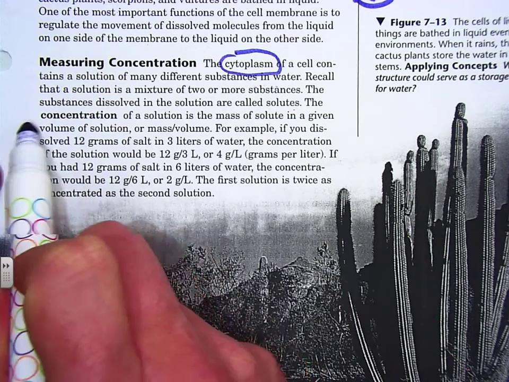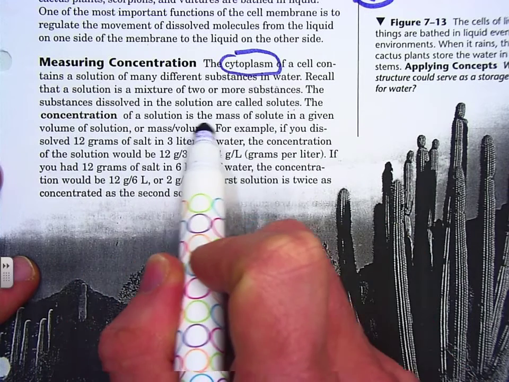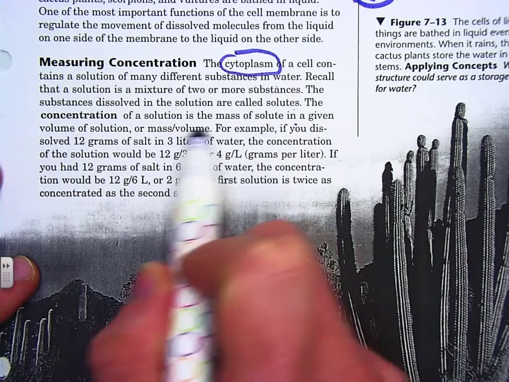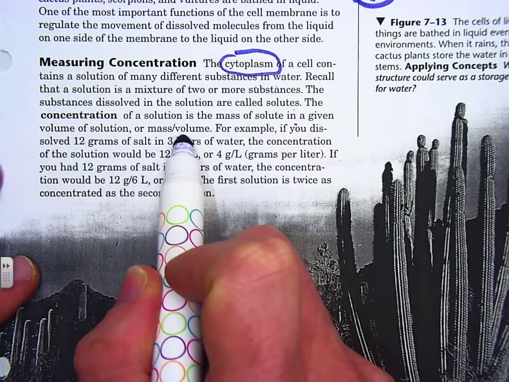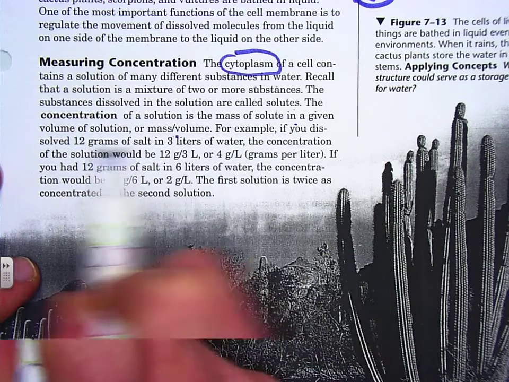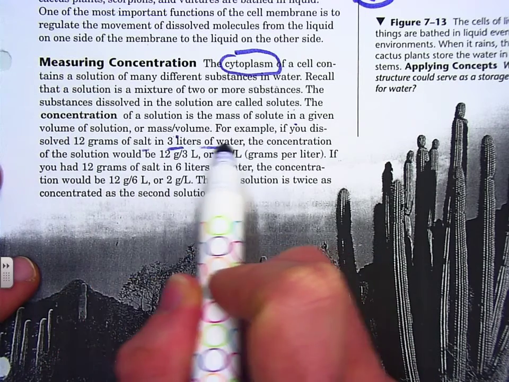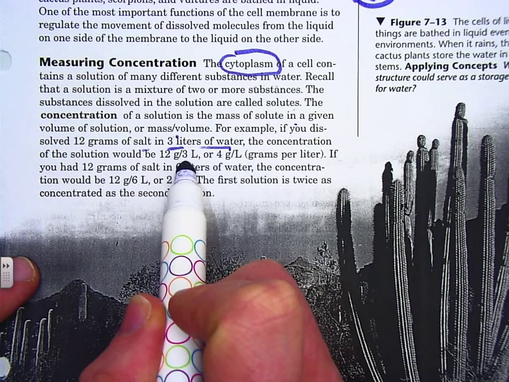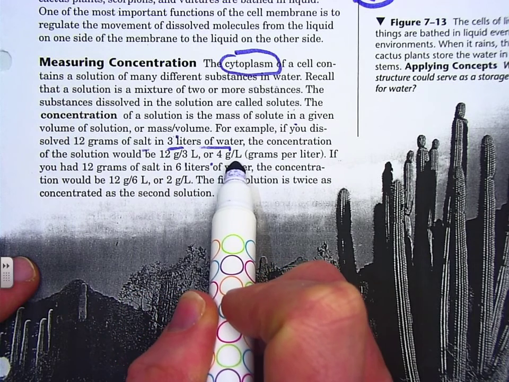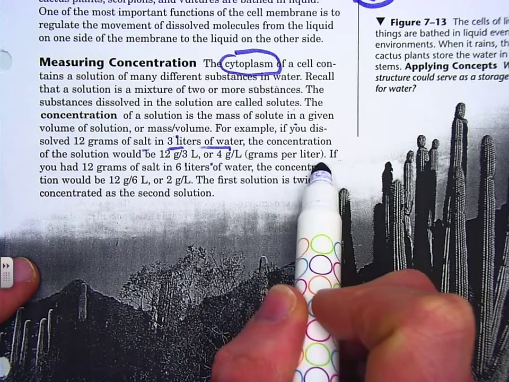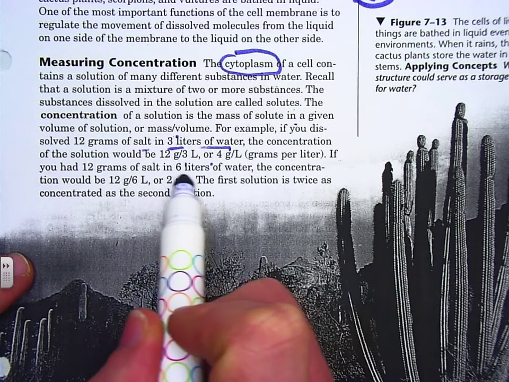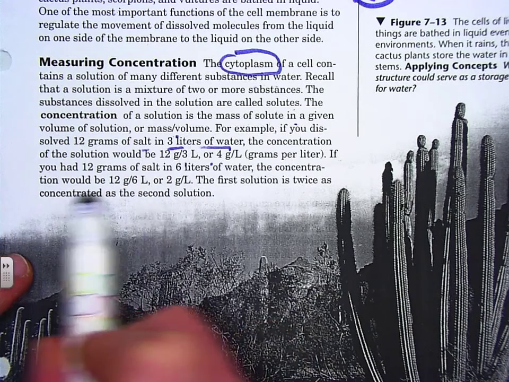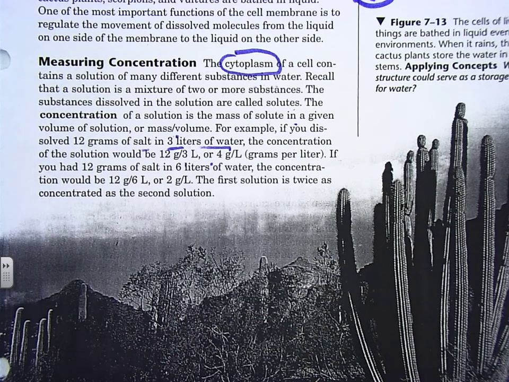The concentration of a solution is the mass of the solute in a given volume of solution, or mass over volume. For example, if you dissolve 12 grams of salt in 3 liters of water, the concentration of the solution would be 12 grams to 3 liters, or 4 grams to the liter, grams per liter. If you had 12 grams of salt in 6 liters of water, the concentration would be 12 grams to 6 liters, or 2 grams to the liter. The first solution is twice as concentrated as the second.